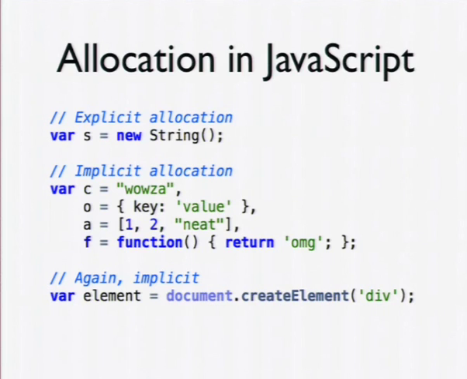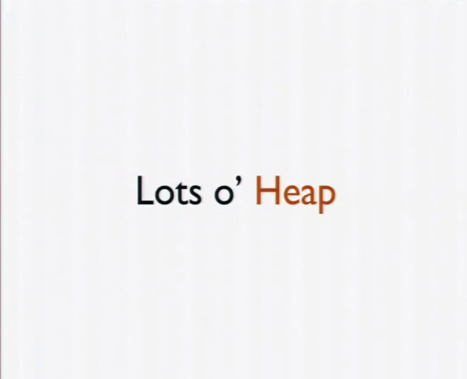And then even the OMG that's being returned is going to be in the heap. So as you can see, everything is just, you're really creating a lot of memory. The interpreter and the engine are going to be creating a lot of memory, even for a very simple application. So there's lots of heap, and you're using it all of the time.